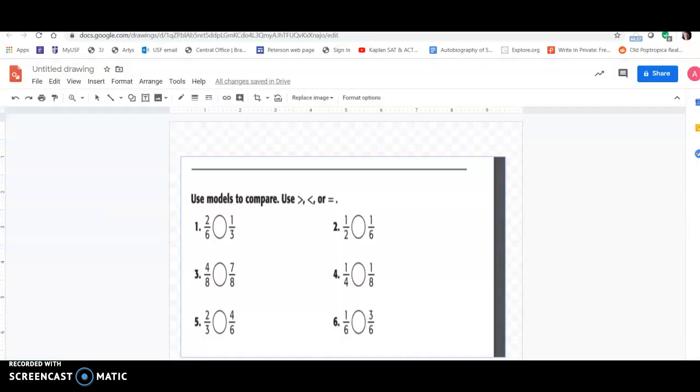So then the next one is 4/8 and 7/8. Well, since they're the same on the bottom, 4/8 would be less than 7/8.